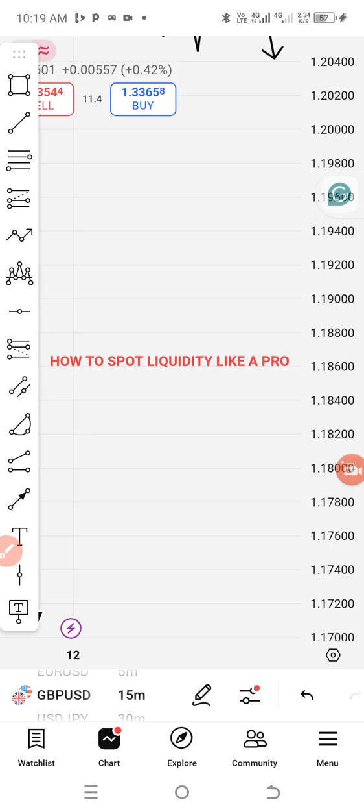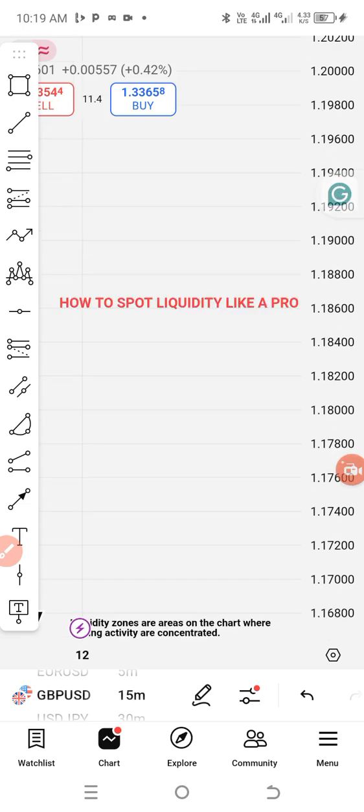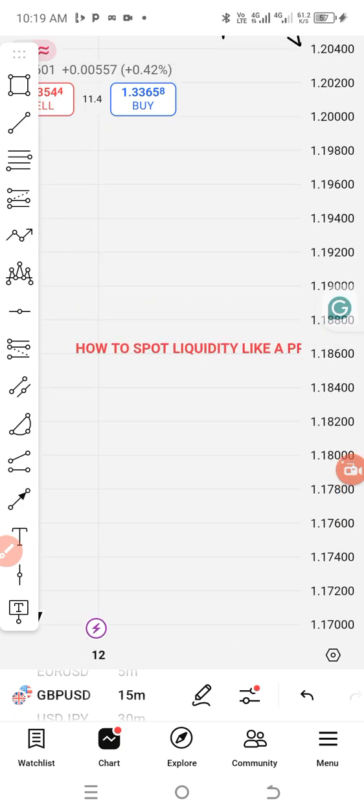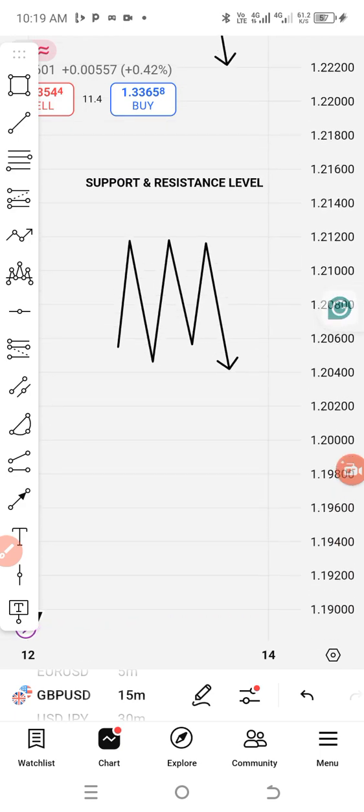So to start with, what is liquidity? Liquidity is the zone on the chart where trading activities are concentrated. That is where buyers and sellers are trading. If you can identify where these people are located on the chart, then your trading will change. So in today's video, that's what I'm going to be showing you. Now, where can you find liquidity?